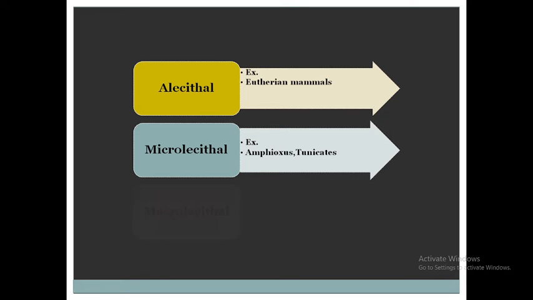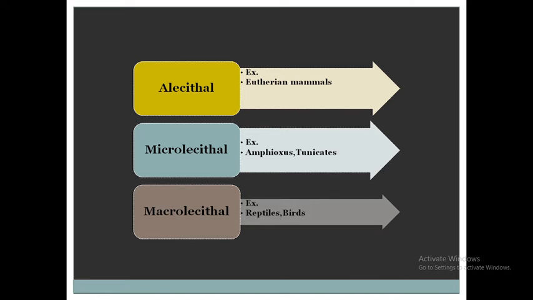Then the type is macrolecithal. If the animal has a larger amount of yolk, then it is called megalecithal or macrolecithal. The best examples are reptiles and birds. Right, now we have discussed it.